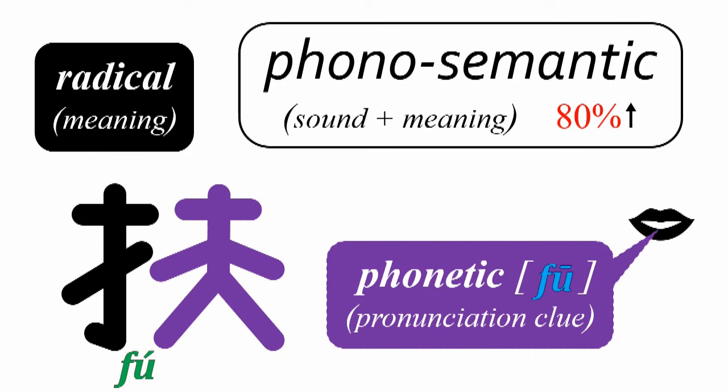Well over 80% of Chinese characters are phono-semantic compounds, like this. A radical, or semantic, category coupled with a phonetic, a clue to the pronunciation.